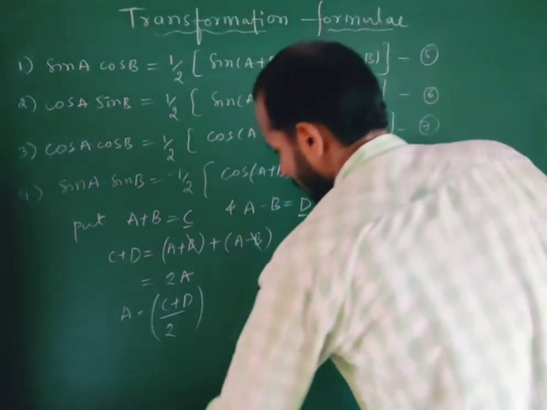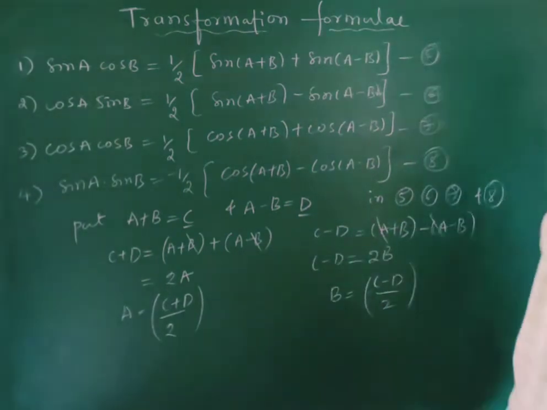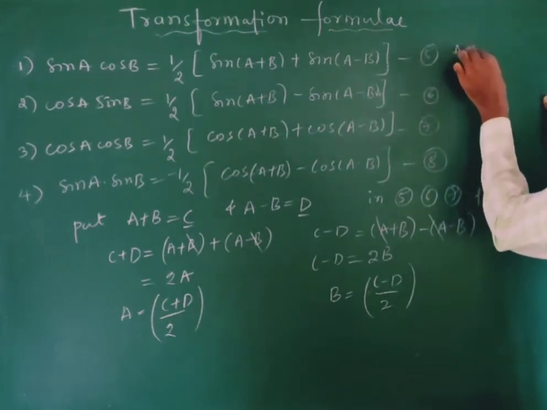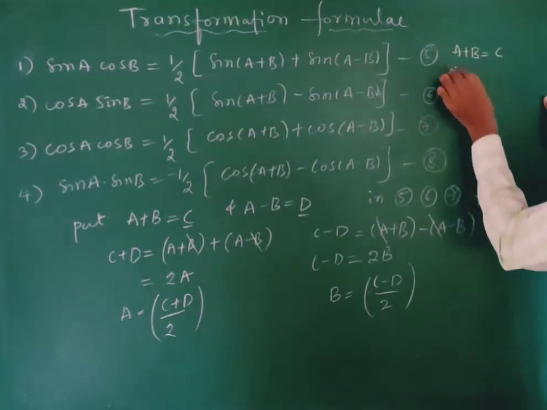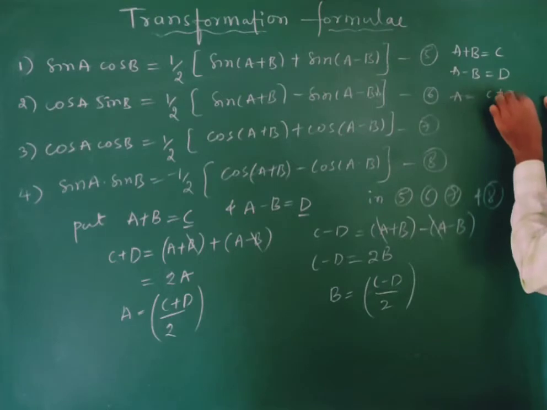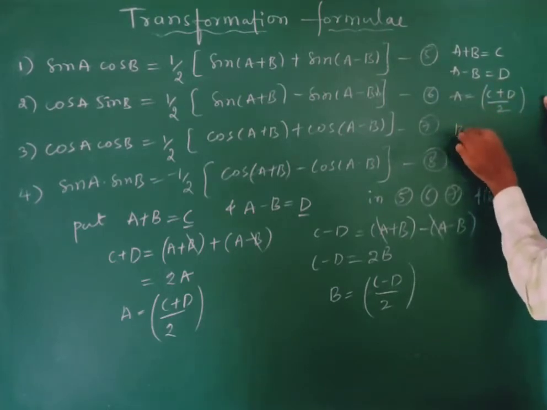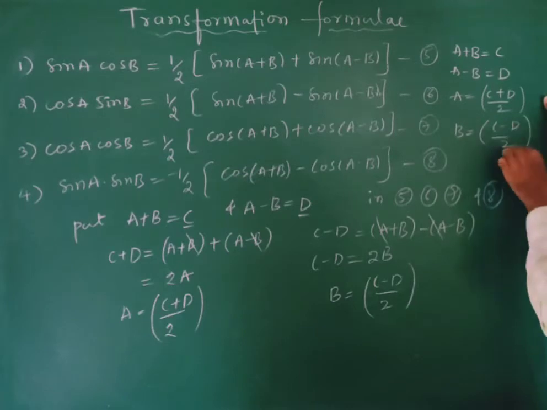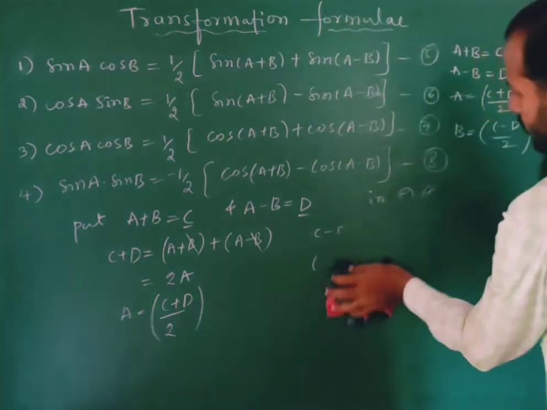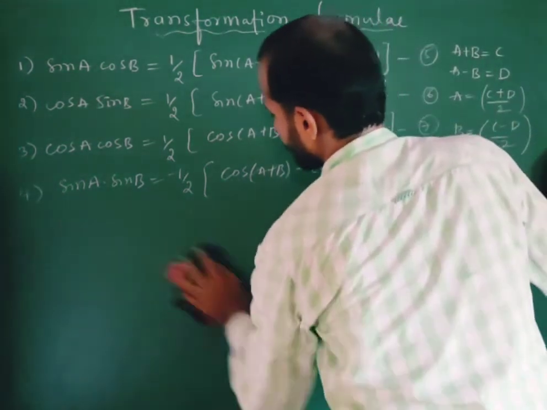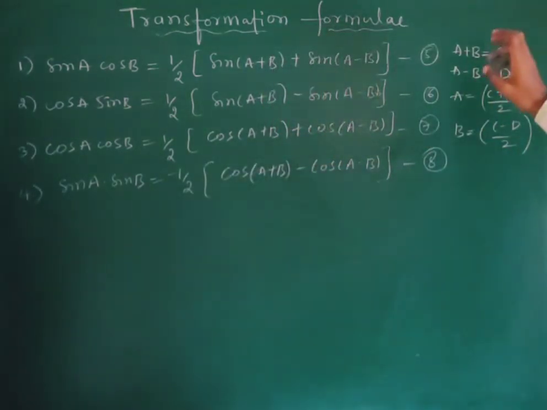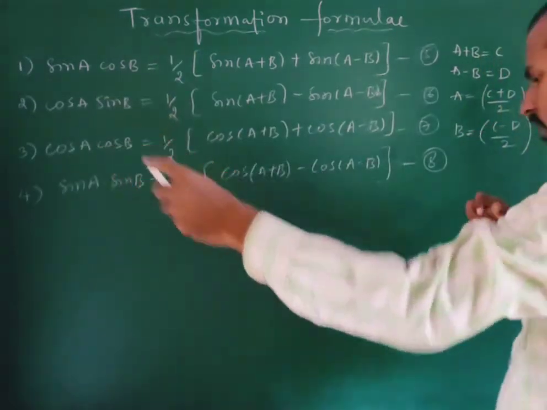I will remove this one. The value of a is c plus d by 2. I will write here: a plus b equals c, a minus b equals d, a equals c plus d by 2 and b equals c minus d by 2, right? What type of formula do we get? Let's see. Now substituting these values in equations 5, 6, 7 and 8, what do we get here?